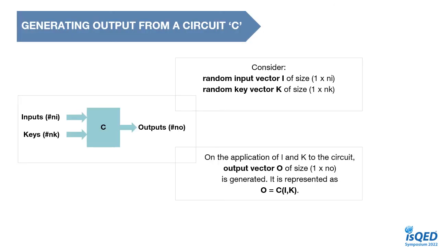Consider a circuit C with these many inputs, keys and outputs, and now apply a random input vector I and a random key vector K to the circuit C to obtain the output vector O.